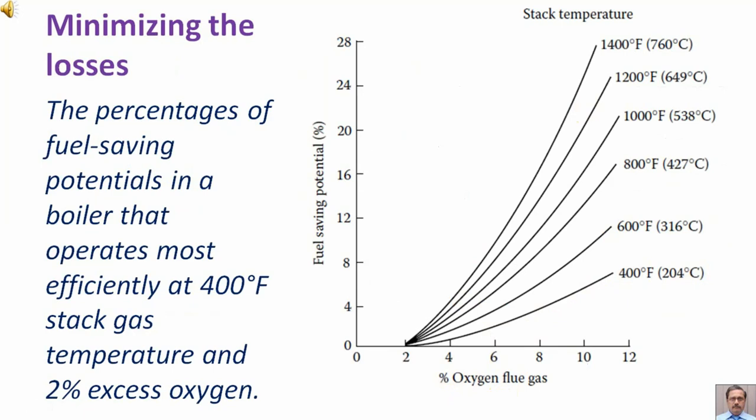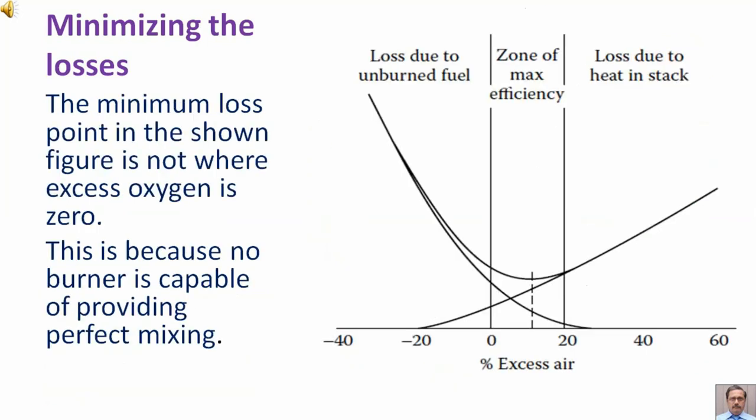The percentages of fuel saving potentials in a boiler that operates most efficiently at 400 degree Fahrenheit stack gas temperature and 2% excess oxygen. The minimum loss point in the shown figure is not where excess oxygen is 0. This is because no burner is capable of providing perfect mixing.